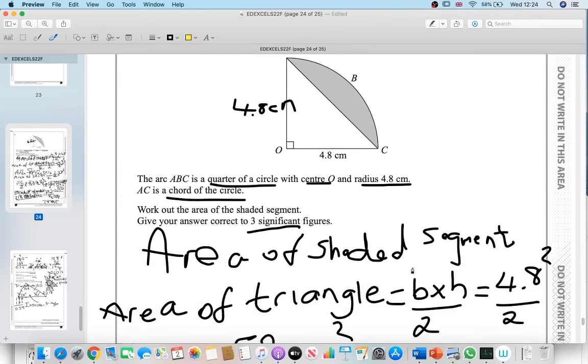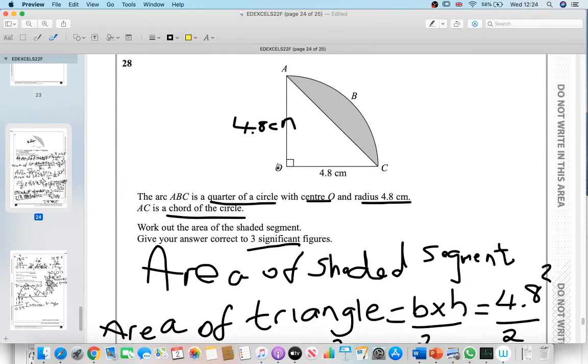Right, guys. Last 2 questions now. Question 28, guys. The arc ABC is a quarter of the circle with center O and radius 4.8. AC is the quarter of the circle. Work out the area of the shaded segment. Give your answer to 3 significant figures.